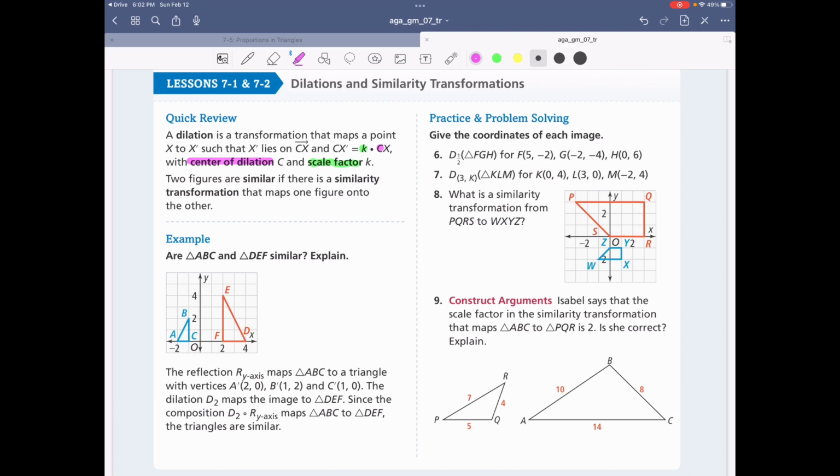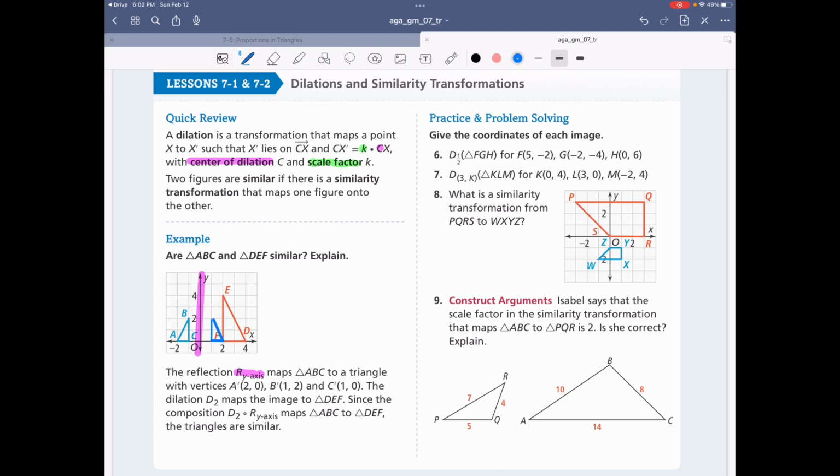An example says, are triangle ABC and DEF similar? Explain. So in this example, they are reflecting over the y-axis, and that would give us this triangle. You can't see it, but it would give us this triangle. And then from there, the dilation D2 maps the image to DEF.